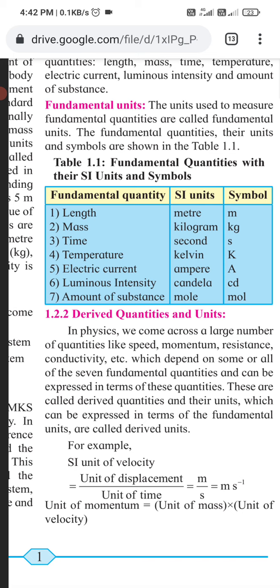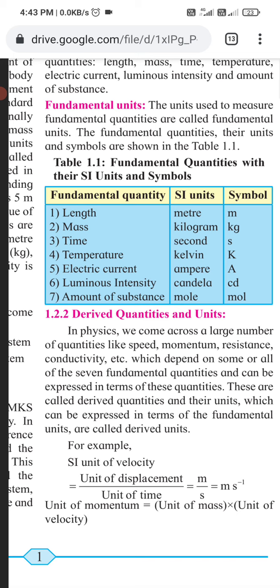Velocity is nothing but displacement upon time, that is the rate of change of displacement with respect to time is called velocity. Displacement means the person moves from one place to another, that is crosses some distance. Distance is measured in meter, and the unit of time is s. So the unit of velocity is meter per second, and it can be written as m s inverse.